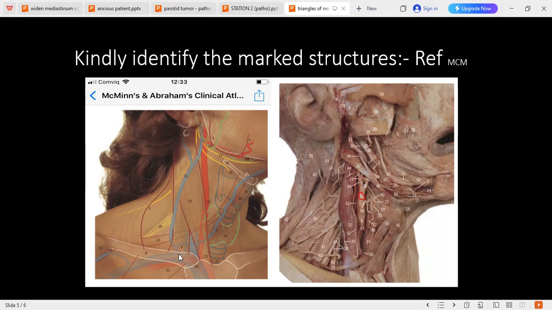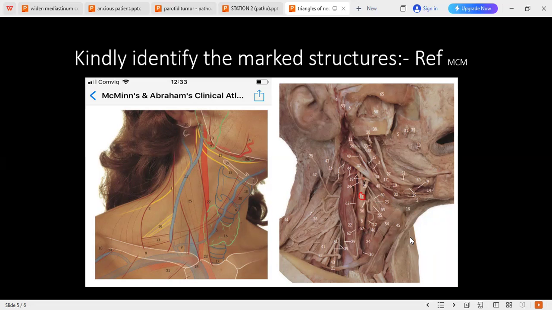If you could come to the right hand side, there is another image. If you could identify this. This is the external carotid artery. What are the branches of this structure? Anteriorly it has three branches: superior thyroid artery, lingual artery, facial artery. Posteriorly: posterior auricular artery, occipital artery, then ascending pharyngeal artery, and its terminal branches are superficial temporal and maxillary artery.